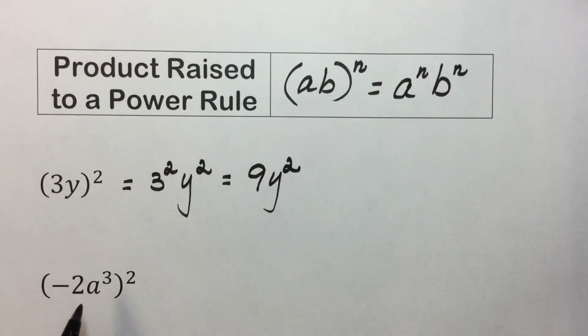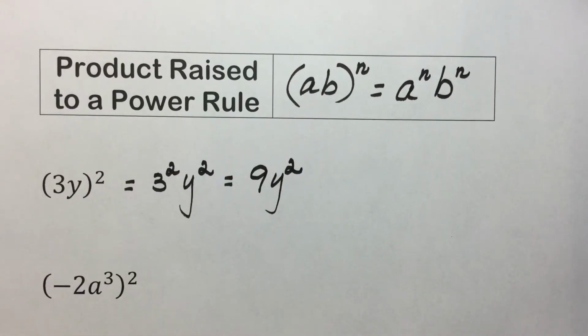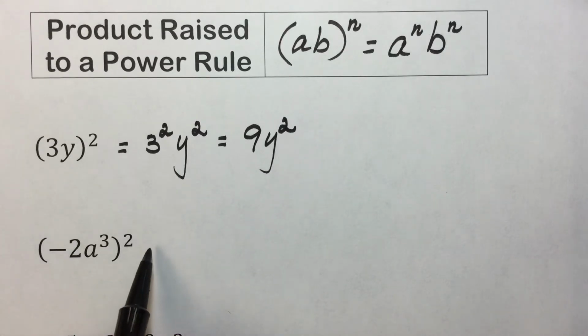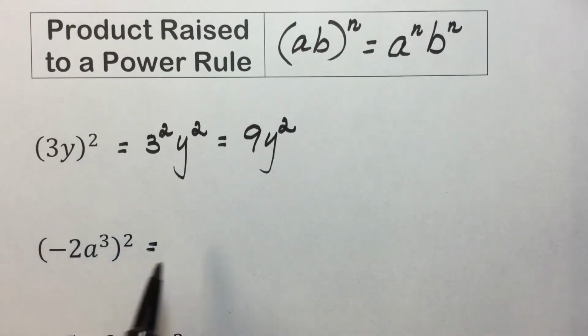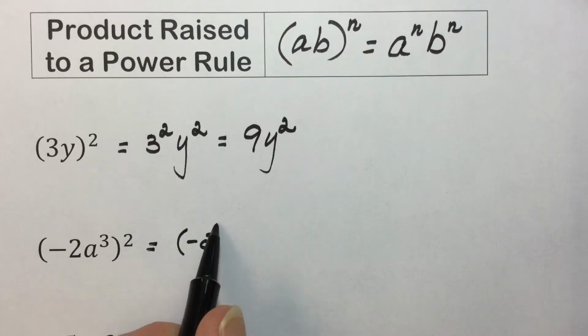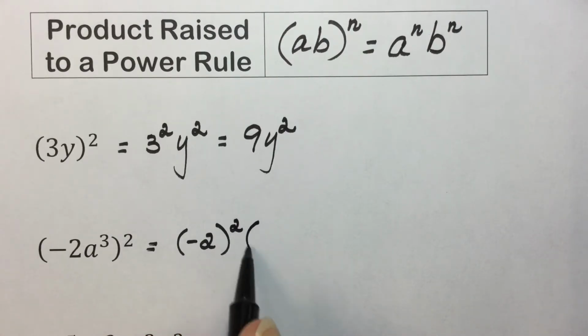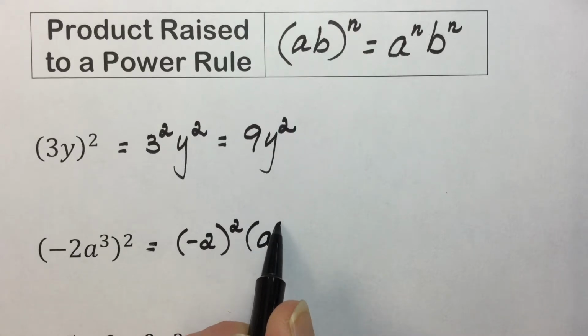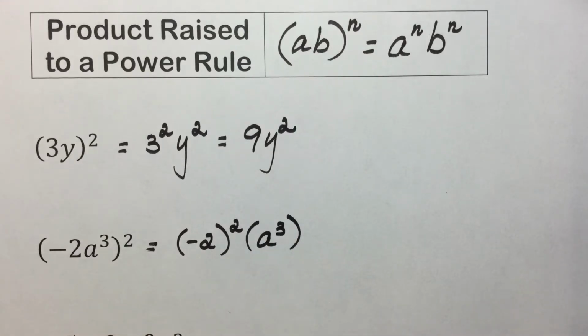In this next example, we have 2 factors here. We have -2 and a to the third that are being raised to the second power. Applying the product raised to a power, we'll take our first factor, -2, raise it to the second power, and our second factor, which is a term in exponential form, is also raised to the second power. Simplifying this further, -2 squared means -2 times -2. A negative times a negative is positive, and 2 times 2 is 4.